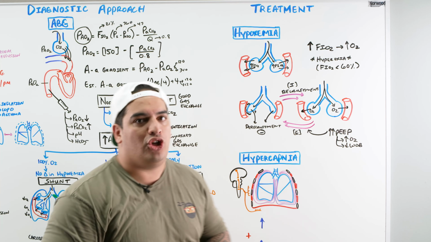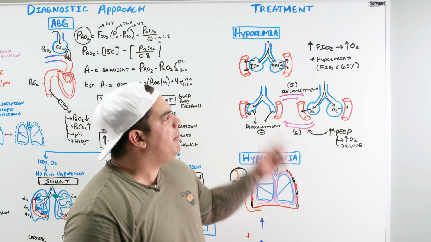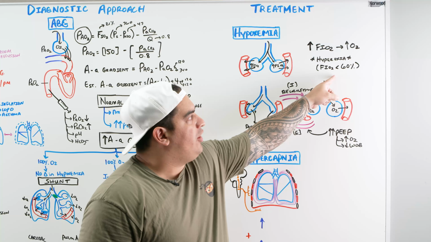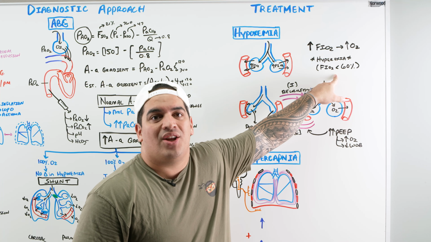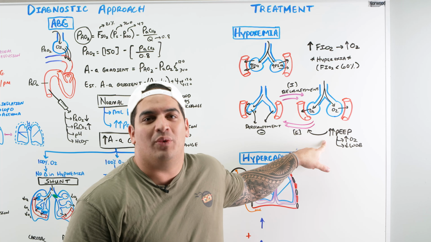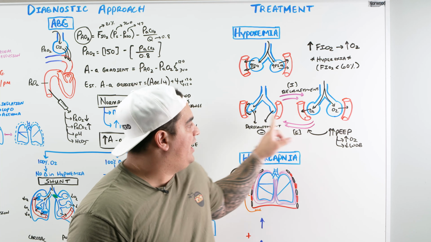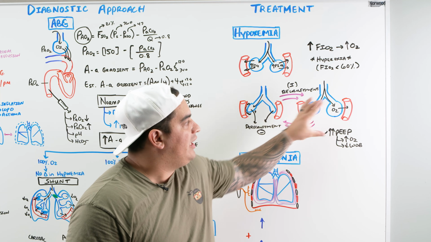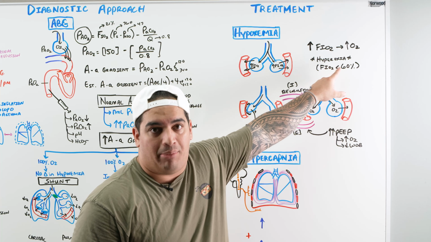So the question that they usually will ask is: patient has hypoxemia, you've increased their FiO2 up to 60%, they're still hypoxemic. Should you increase the FiO2 more, or should you increase the PEEP? You increase the PEEP, because it'll keep these alveoli from de-recruiting, keeping them open, and prevent hyperoxia.